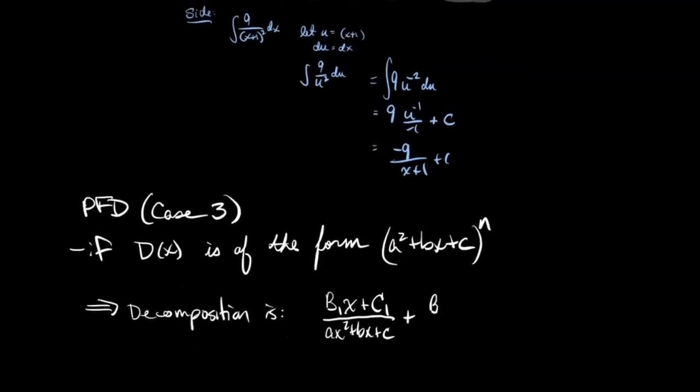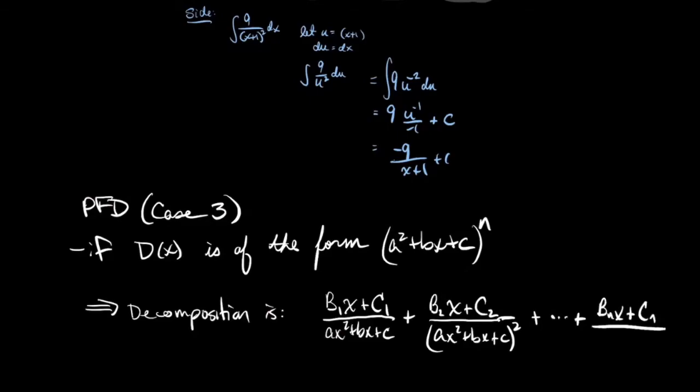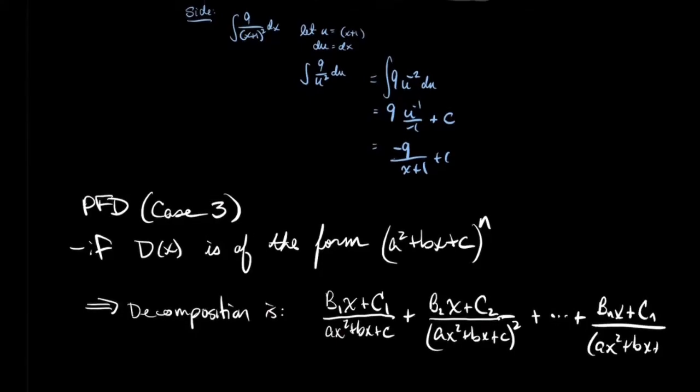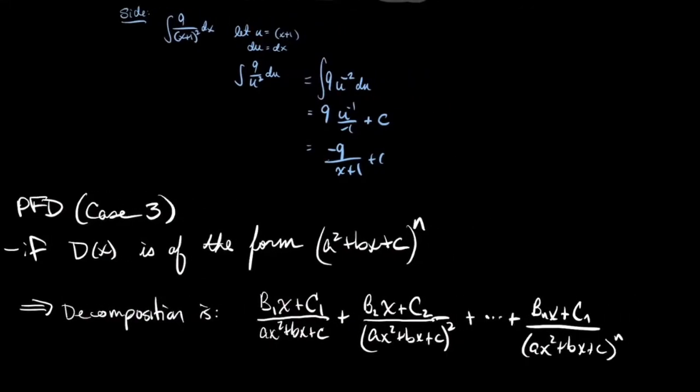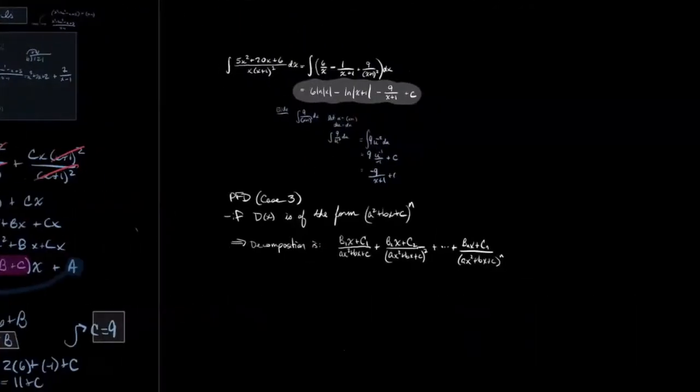So next we would have b2x plus c2 over ax squared plus bx plus c to the second power. So just like the last one, if it's quadratic, instead of just the a on top, we have bx plus c, and it's going to have the same thing where it goes up to the degree. So bnx plus cn over ax squared plus bx plus c to the nth power. All right, so we'll do an example of this now.